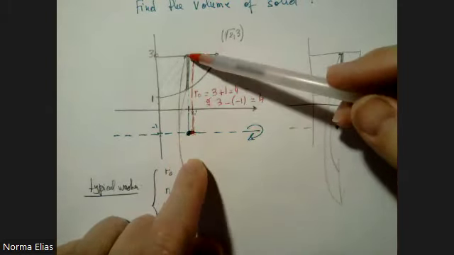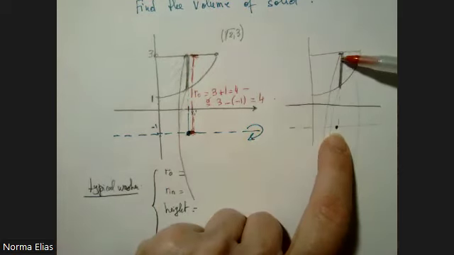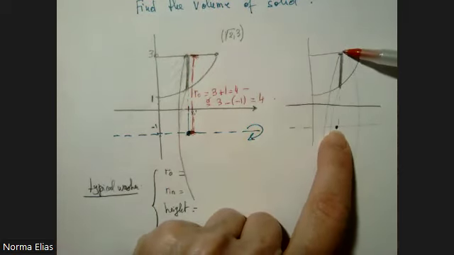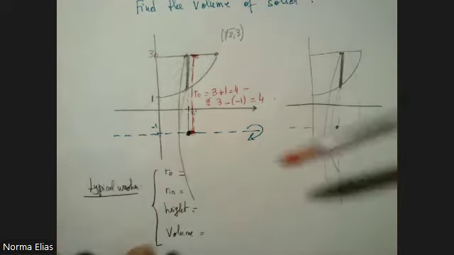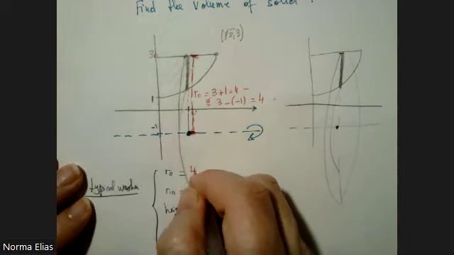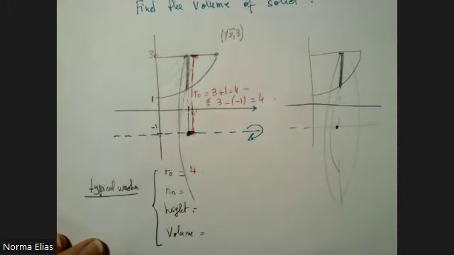Okay, so the outer radius, that's the axis of rotation this time. So the outer circle is much bigger. The radius for the outer circle is way bigger than when we rotate it about the x-axis. So the outer is going to be absolutely 4.